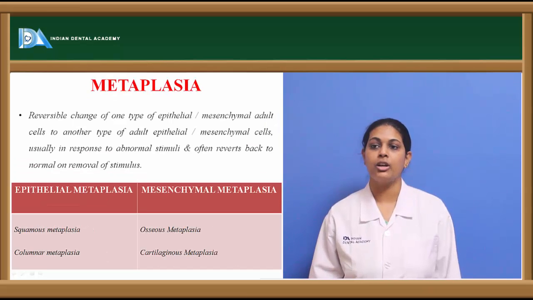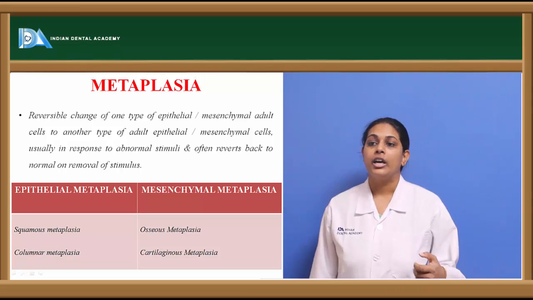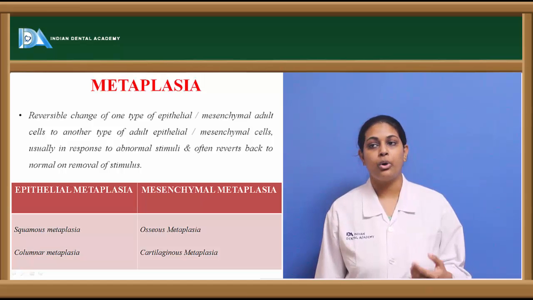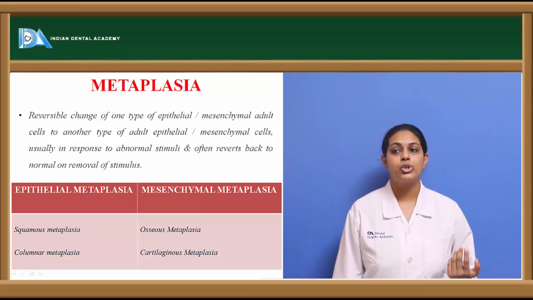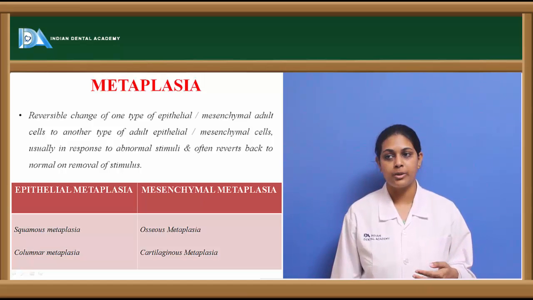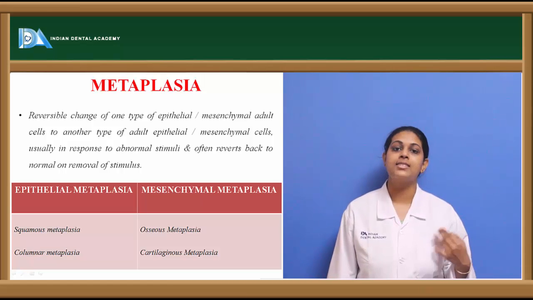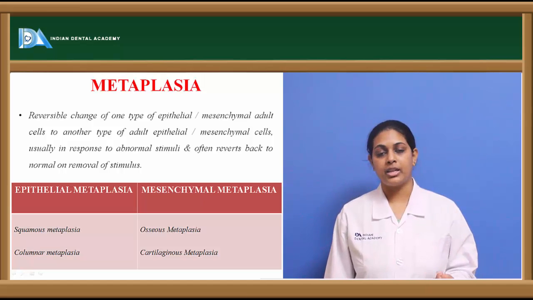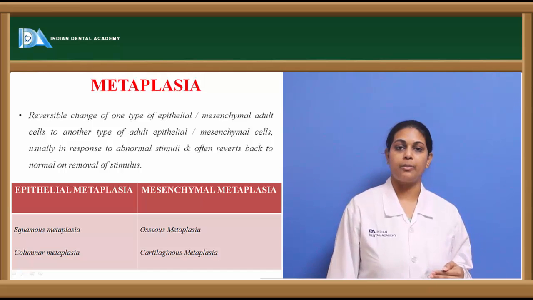Coming to metaplasia, it can be defined as a reversible change of one type of epithelial or mesenchymal adult cells to another type of adult epithelial or mesenchymal cells. Usually it is in response to an abnormal stimulus, and it often reverts back to normal when the injurious agent which initiated it has been removed. Metaplasia can be classified into epithelial metaplasia as well as mesenchymal metaplasia.